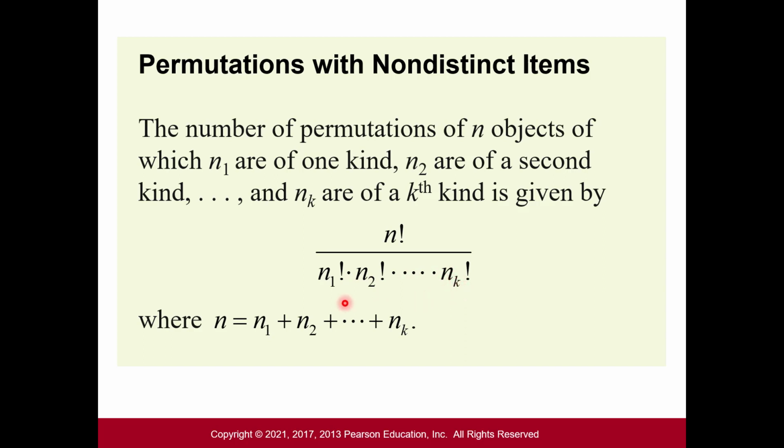For us, there were 2 A's, so the kind was A, and there were 2 of them. Then there were 3 G's, so the kind was G, and there were 3 of them, and so on. And then n is just the total number of objects. For us, it was positions, so it was 8. And if you think about it, we could have said that was from a total of 2 A's, 2 C's, 3 G's, and 1 T.